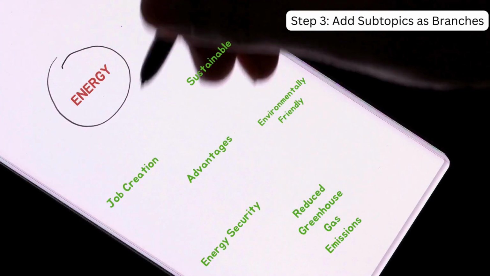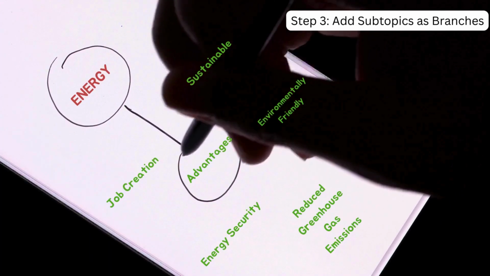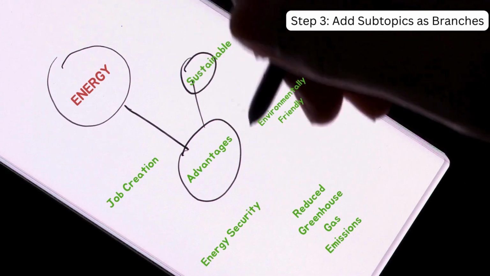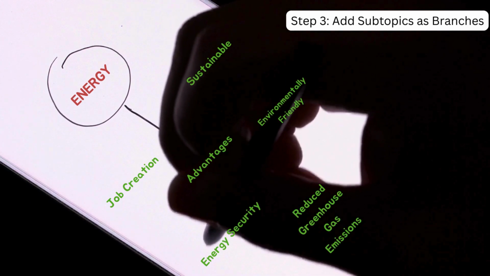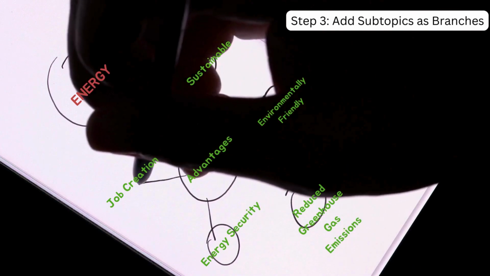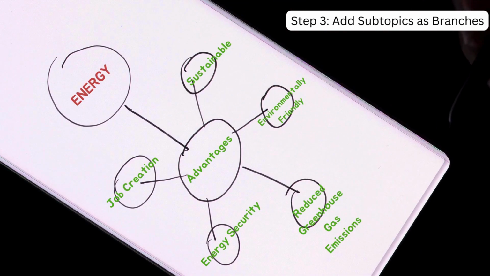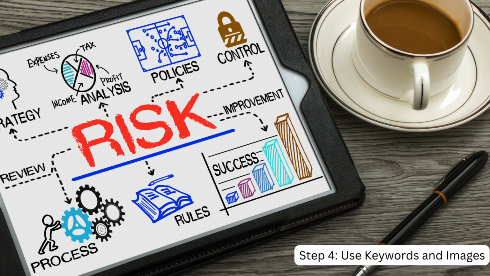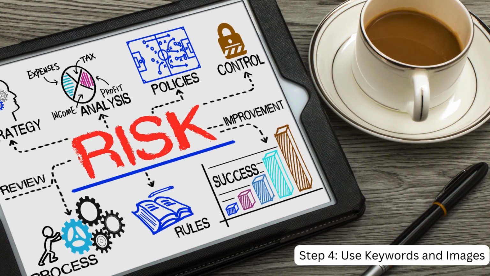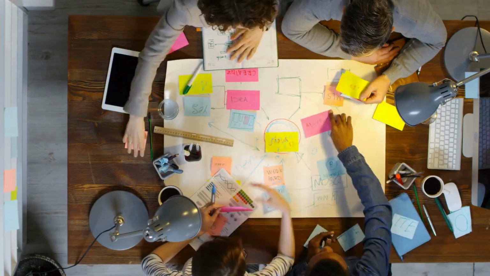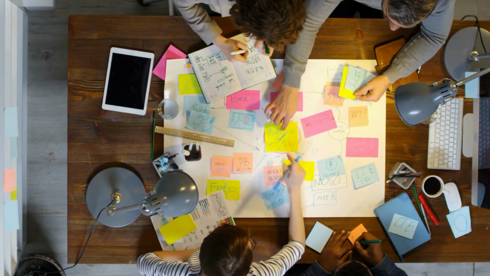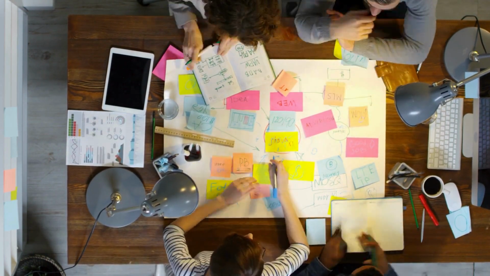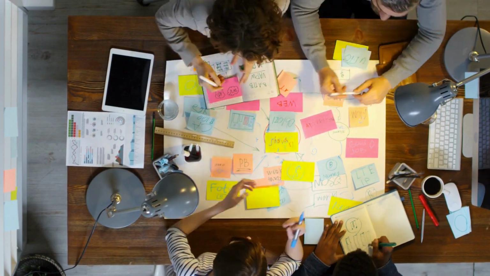Step 3. Add subtopics as branches. For each main branch, add sub-branches to represent subtopics or details related to the main category. These sub-branches create a hierarchical structure. Step 4. Use keywords and images. Instead of writing long sentences, use keywords to represent concepts. Consider incorporating images or icons to make the mind map more visually engaging.